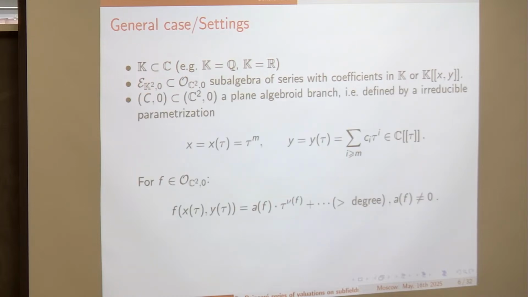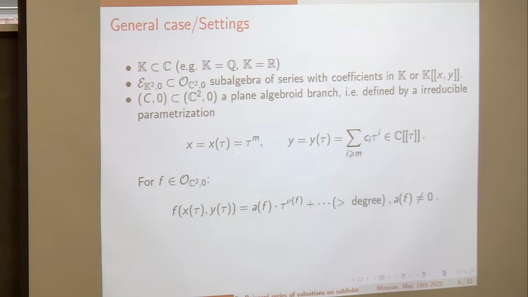Okay, so how to fix a valuation? We take the following situation. We take some algebraic curve inside C2. That means it is defined by a parametrization, here with some formal series. It's enough to take formal series here. I take a Puiseux parametrization of this branch given by this equation, in such a way that this parametrization is irreducible.